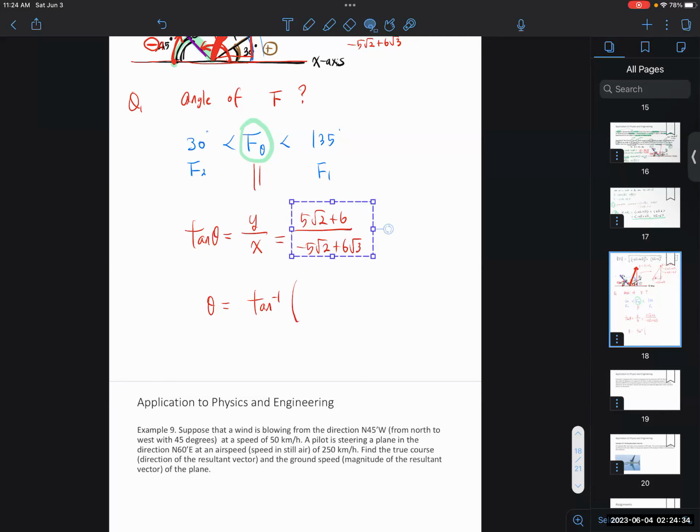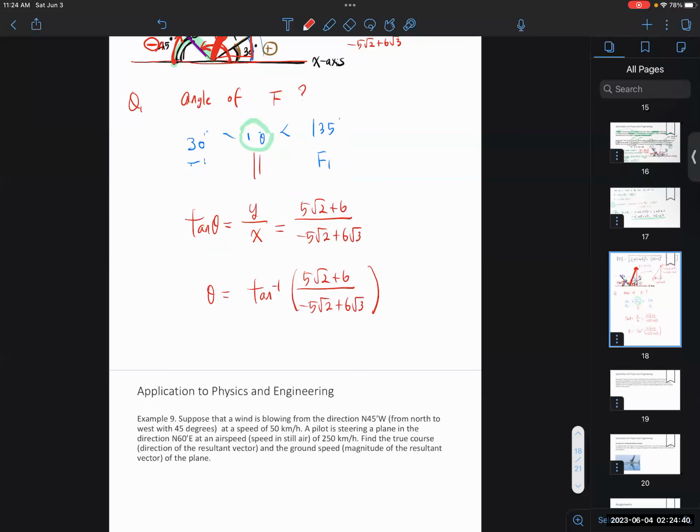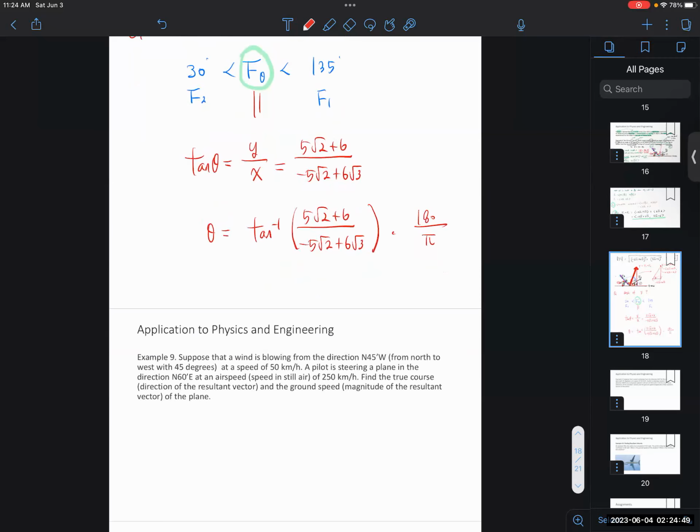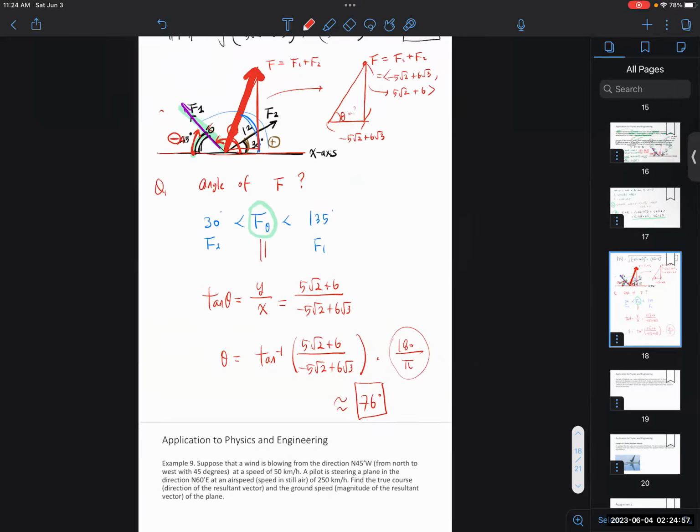Inverse of that, y over x. Does it make sense to you? So if you calculate it, you get radians, and to change it to degrees, you multiply by 180 over pi. So you will find out 76 degrees, which makes sense.